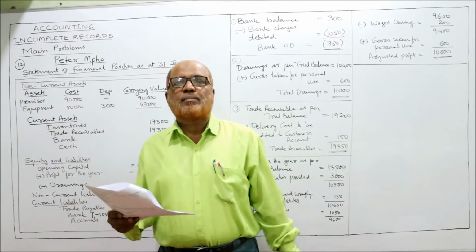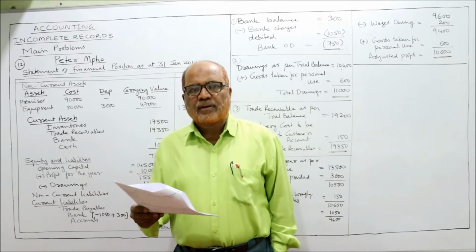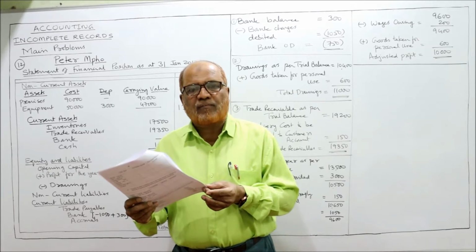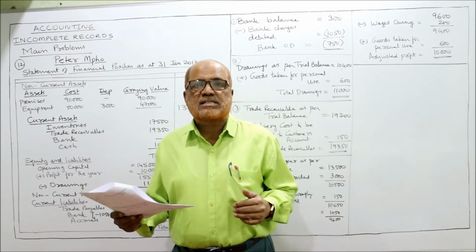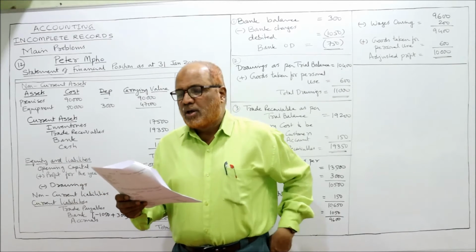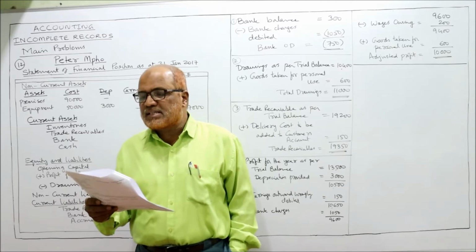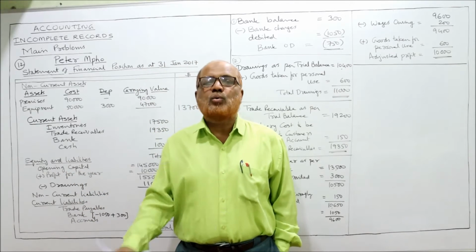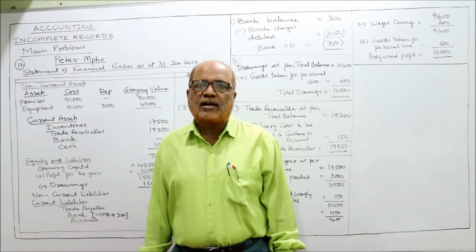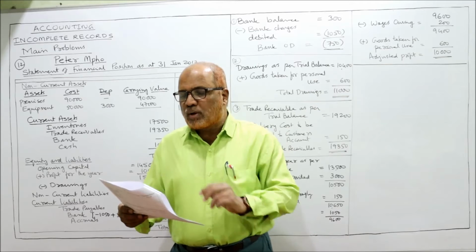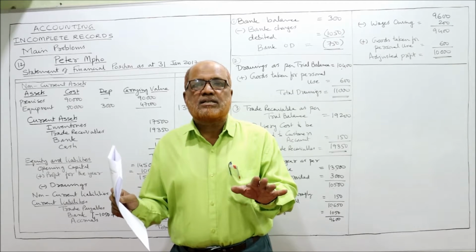On the next page you can see some adjustments are given. The following matters were then discovered. That means after calculating the profit, there were some adjustments which were not adjusted. Now we have to make the adjustment. No adjustment had been made for wages owing at 31st Jan 2017 amounting to $200. Wages are owing, outstanding. How much wages? $200. These wages are not adjusted.